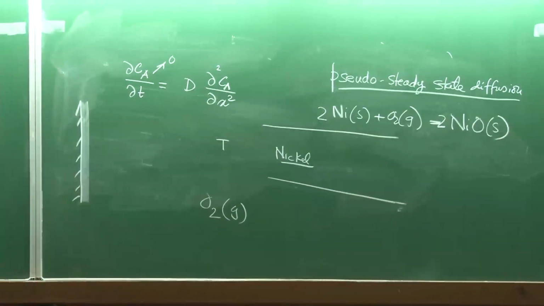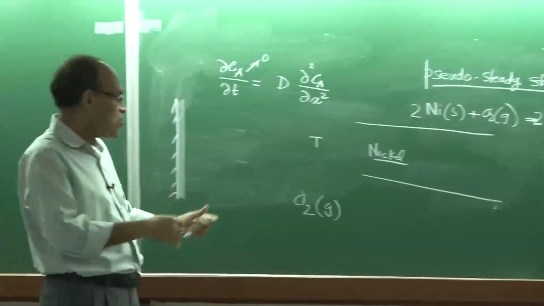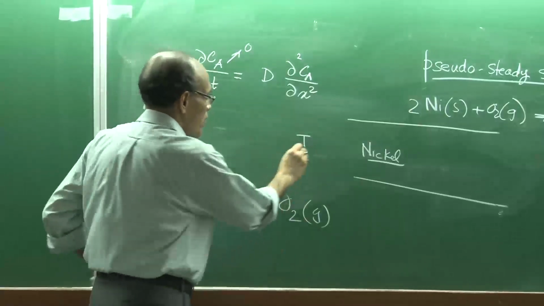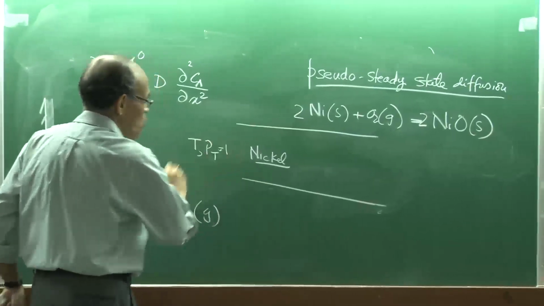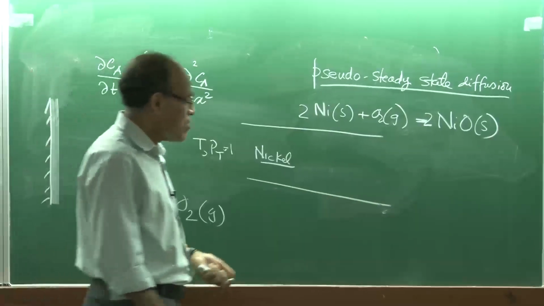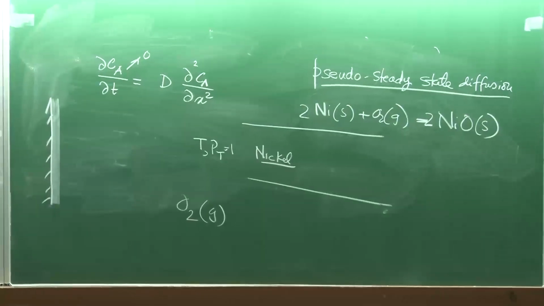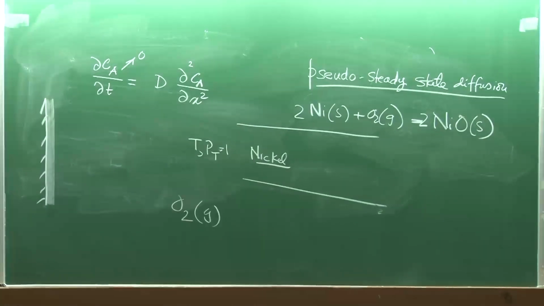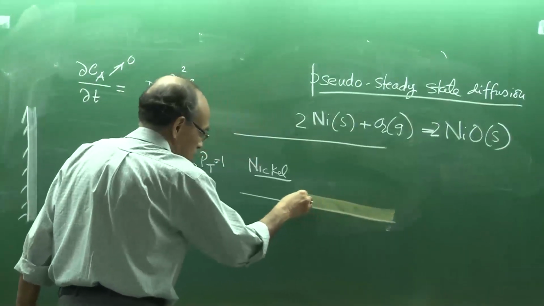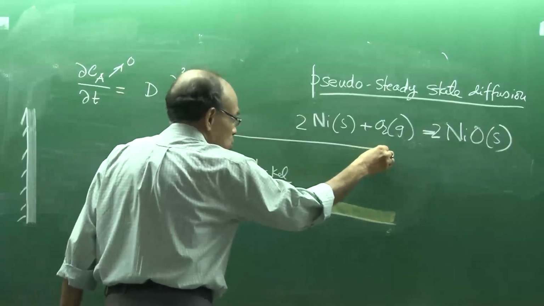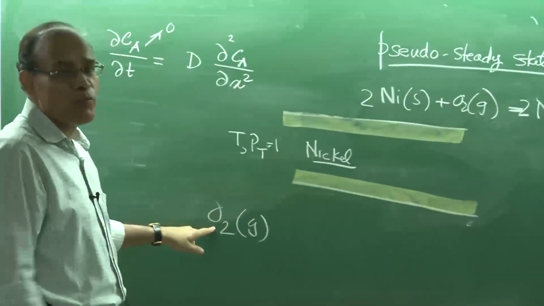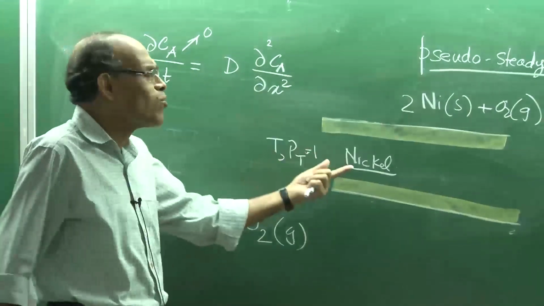Now imagine that we have started the process, we have brought nickel in contact with oxygen at a temperature of T, the temperature is constant, and the total pressure is also 1 atmosphere, it is constant. And now after a time delta t, maybe say 1 hour or so, what is the scenario? You can expect that there is a nickel oxide layer forming, because if you leave this nickel in pure oxygen and keep on supplying pure oxygen, then what is going to happen to the nickel?